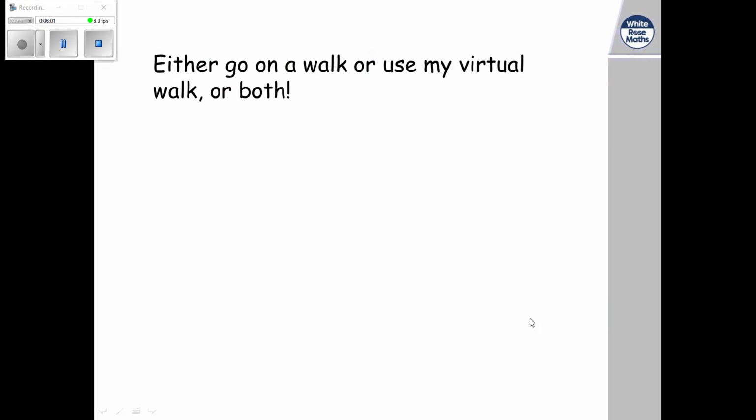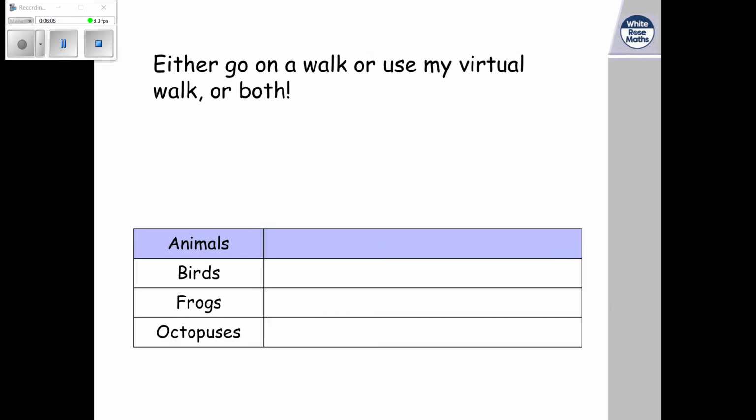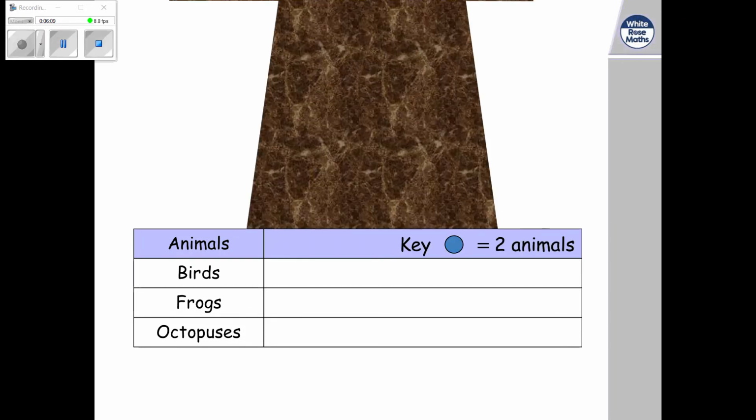Okay, so now either go on a walk or use my virtual walk or both. So it's very similar to last week. It is a long walk on that thing and it is going to be very busy like we saw last week. So feel free to go for a walk and create your own chart, and feel free to send that to me and Miss Haynes. We would love to see them. Or have a little game with me now and keep your eyes peeled, okay? So 1 circle is equal to 2 animals, okay?